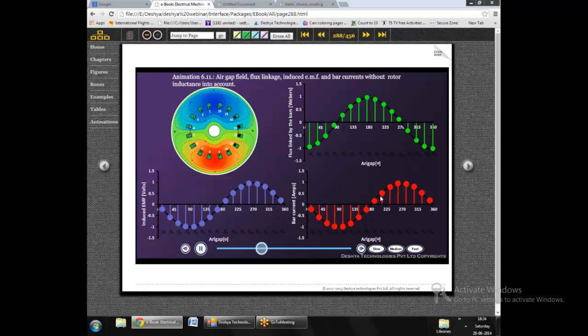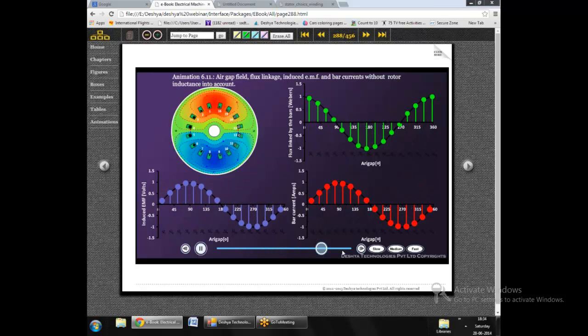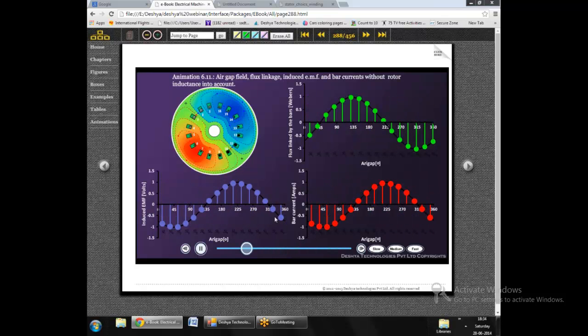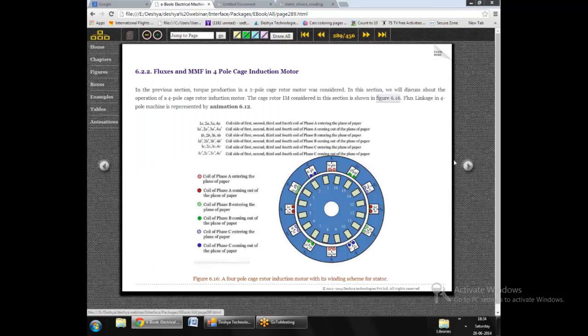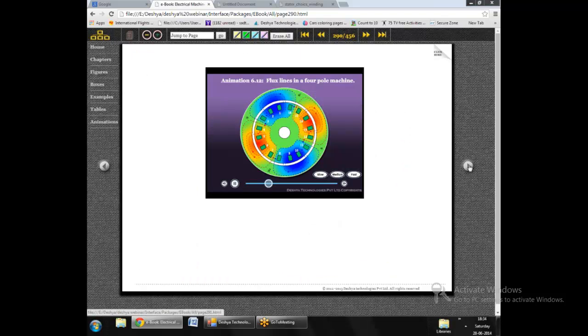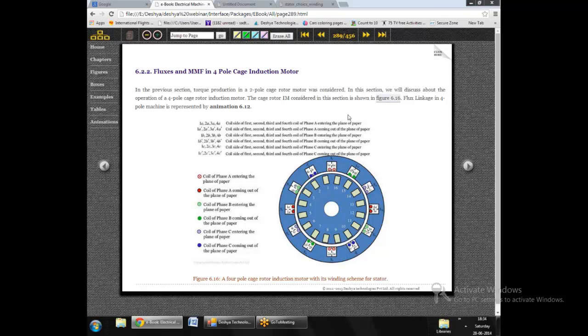Rather, the currents lag the induced EMF, and this happens due to the presence of inductance in the rotor bars. Similarly, after having discussed a two-pole machine, one can understand or analyze the operation of a four-pole machine in a similar fashion.